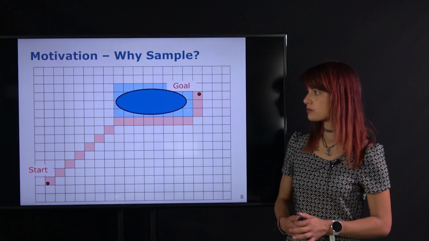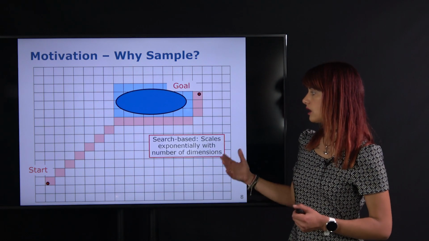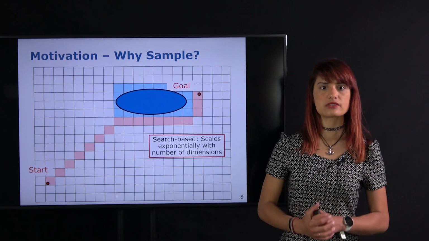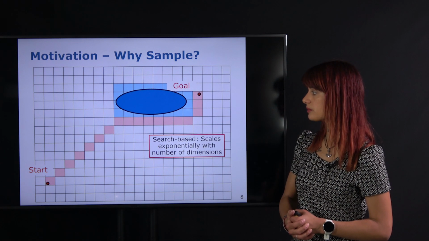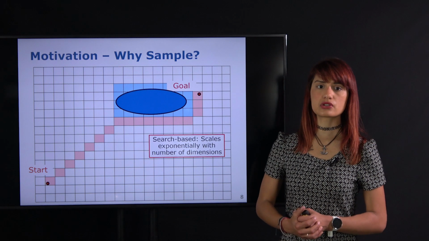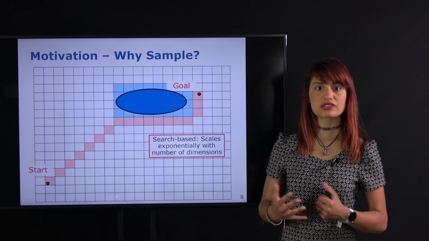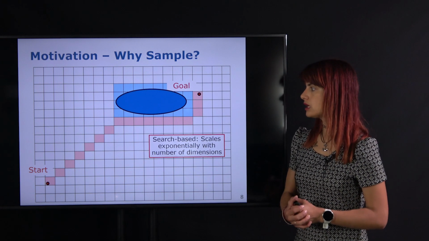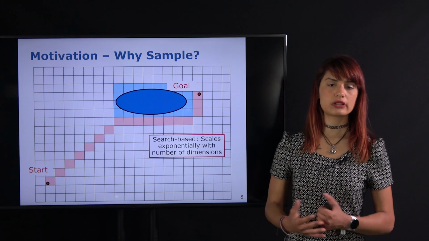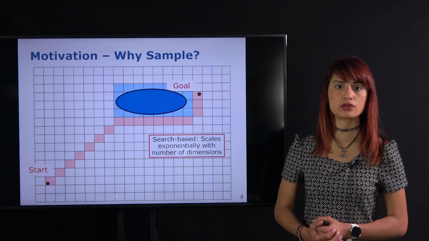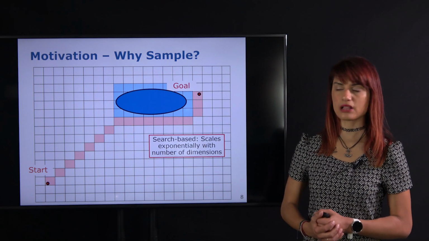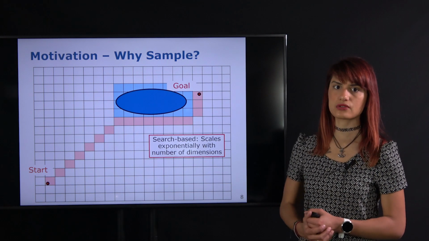And this becomes even more complex if we have an increasing number of dimensions. For example, if we have a UAV in a three-dimensional environment, then we would need to search through so-called voxels or 3D cells, and this would scale rather poorly, making it infeasible and prohibitively slow to be run online and onboard physical platforms if we use a search-based strategy.